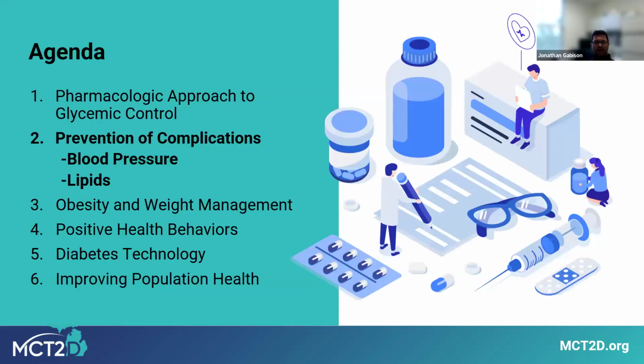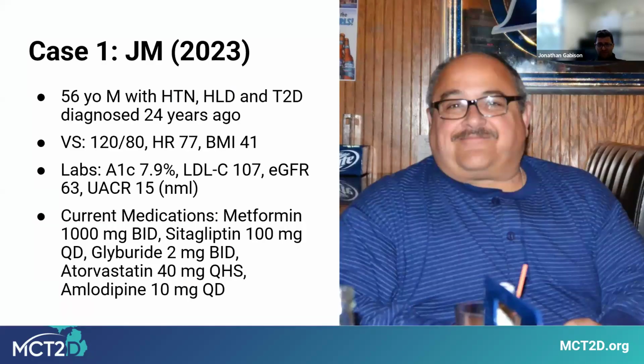Next on the agenda, I want to highlight the 2024 changes made to complication preventions, specifically focusing on blood pressure and cholesterol. To do this, we're going to start with a case. So JM, we saw JM last year, right after the 2023 update came out. We paid really close attention to the new algorithm after attending a really incredible MCT2D CME presentation. At the time of the appointment, JM had an elevated BMI. He was normotensive. His A1C was less than 8. LDL-C was 107. His eGFR was at 63, and he had a normal urine albumin creatinine ratio.